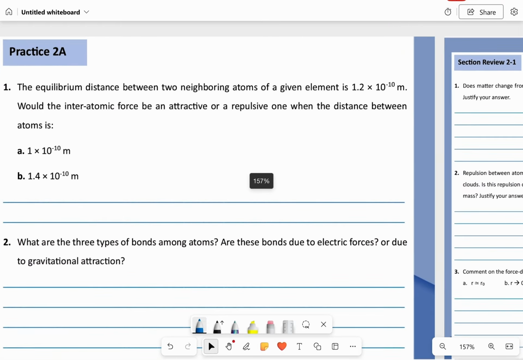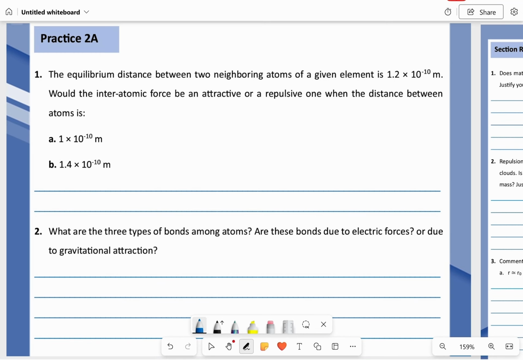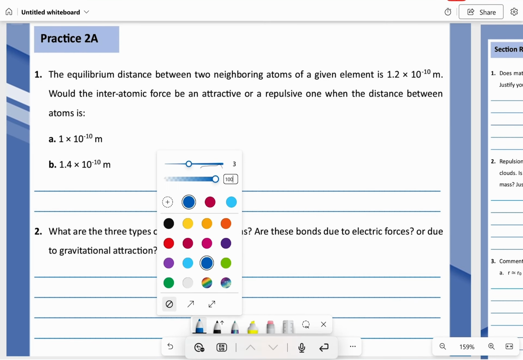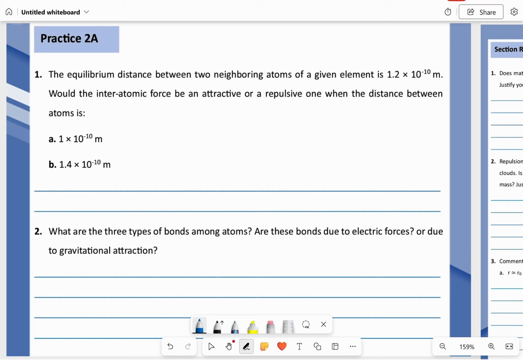Now look, you have practice 2A. Practice 2A says what? Question 1, the equilibrium distance. So remember our note, the equilibrium distance between two neighboring atoms of a given element is 1.2 times 10 to the power of minus 10 meter. Would the interatomic force be an attractive or a repulsive one when the distance between the atoms is, so look, this is the distance between, you have R, this is R, and this is R.